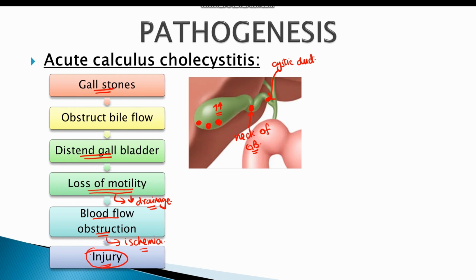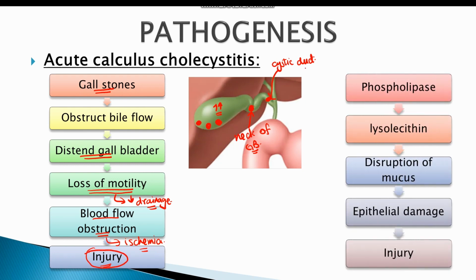the gallbladder mucosa. Moreover, the injured mucosa also releases a specific enzyme known as phospholipase. This phospholipase hydrolyzes lecithin, hence converting it into lysolecithin. This lysolecithin is extremely toxic to gallbladder mucosa, and it also results in the disruption of the glycoprotein mucus layers which surrounds the gallbladder mucosa.